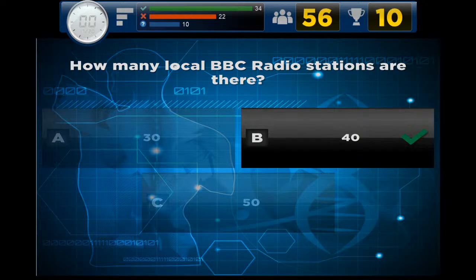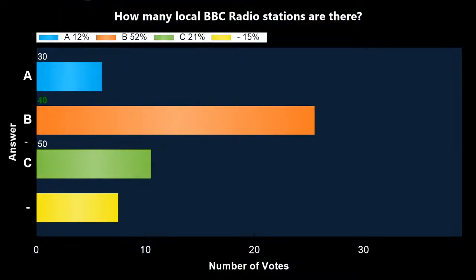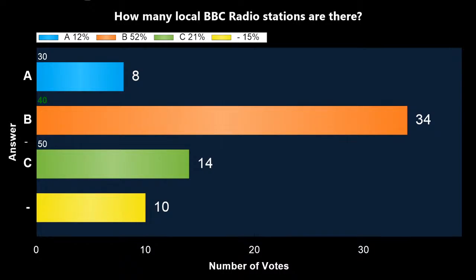And the answer is 40. 40 BBC local radio stations. Most popular answer was 34, 14 thinking 50, and 8 going for 30.